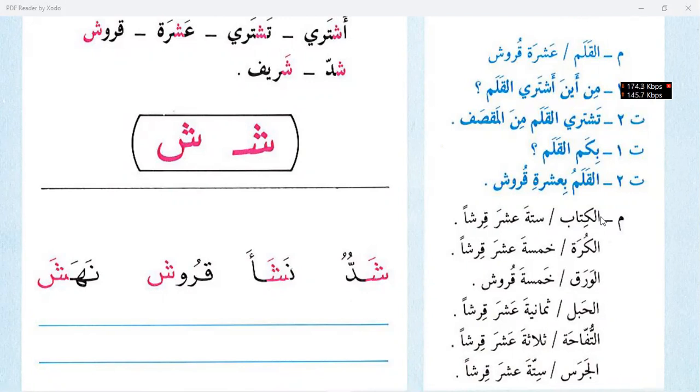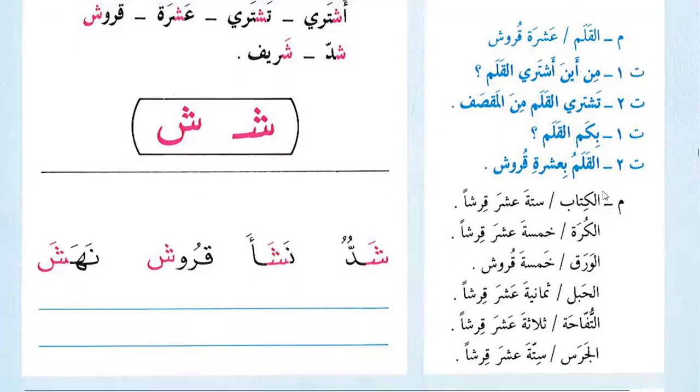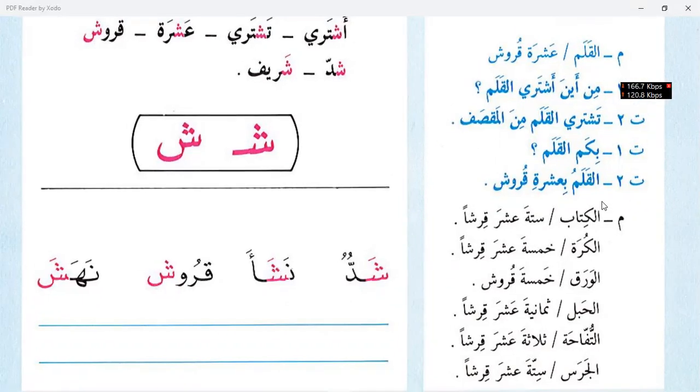Miss Rahma: Assalamu alaikum. Wa alaikum assalam. Min aina ashtari al-kitab? Pathan: Yes, sir. Min al-maqsaf. Tashtari, you can buy al-kitab, the book, min al-maqsaf, from the canteen. Tashtari al-kitaba min al-maqsaf.